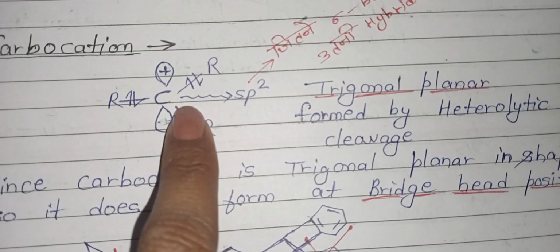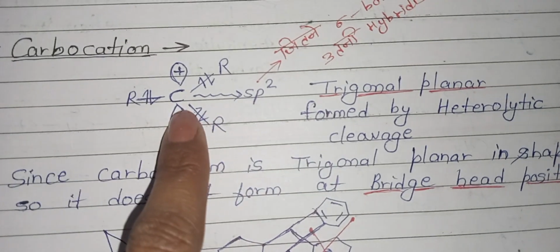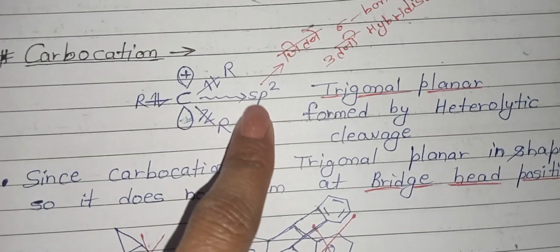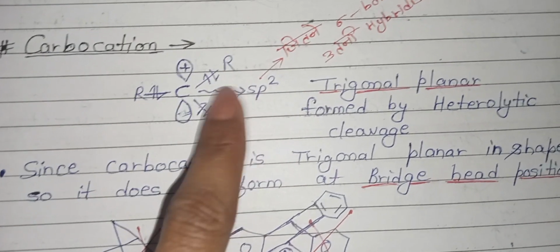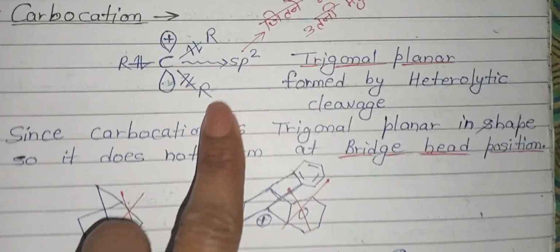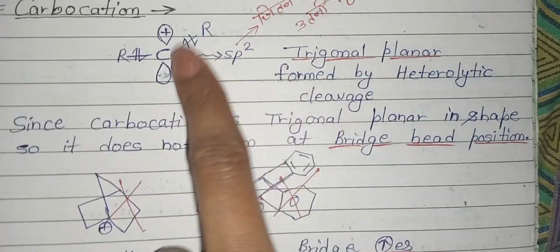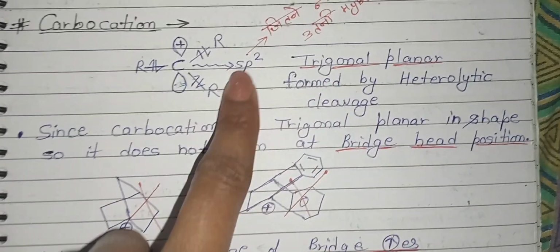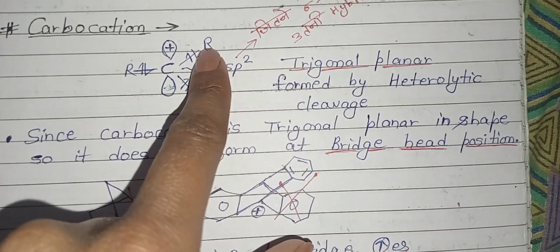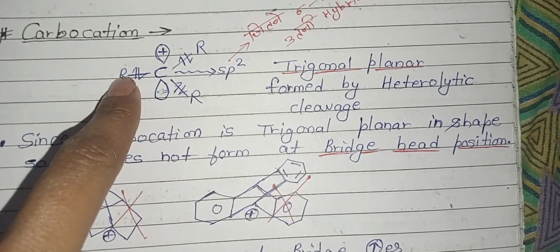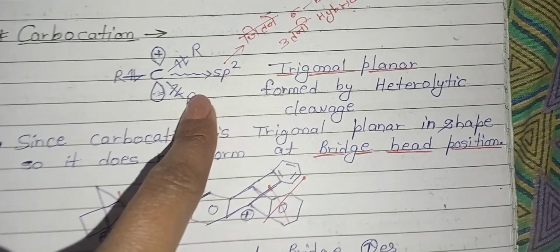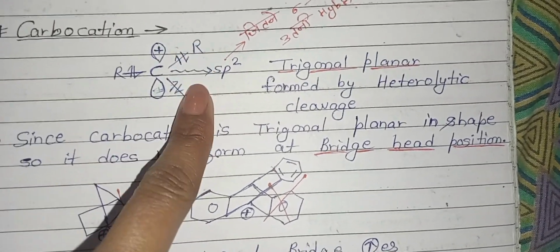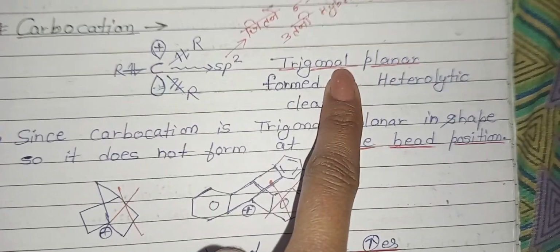The carbon here is sp2 hybridized, because the hybridization is calculated from the number of sigma bonds, and we have three sigma bonds. The structure of this carbocation is trigonal planar, formed by heterolytic cleavage. It is a triangle and it is planar, so it is called trigonal planar.